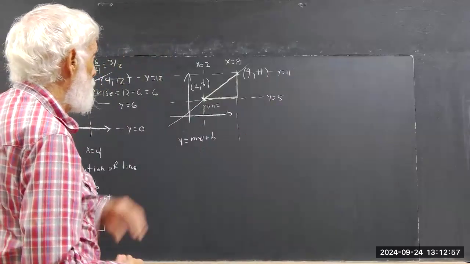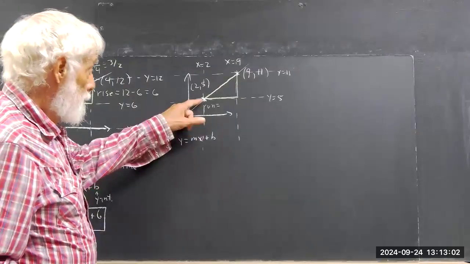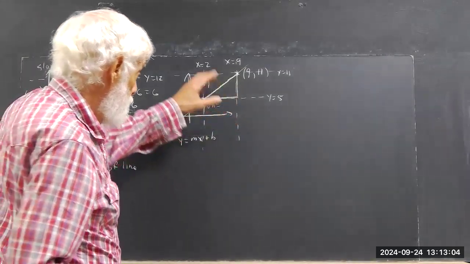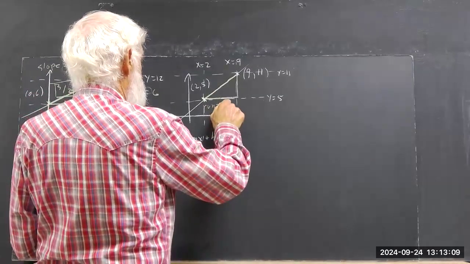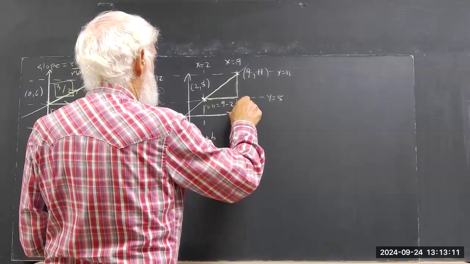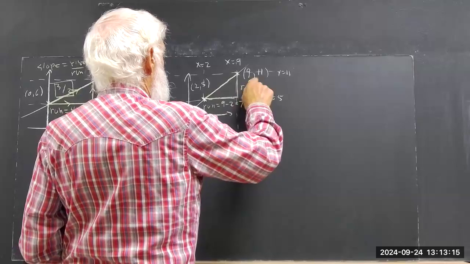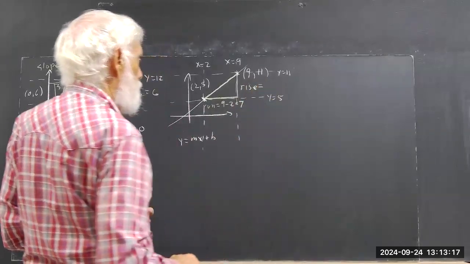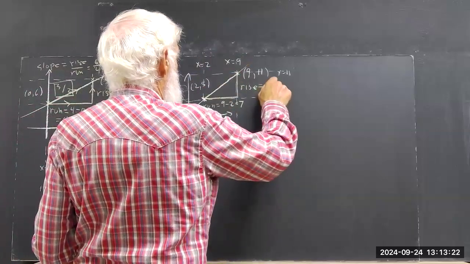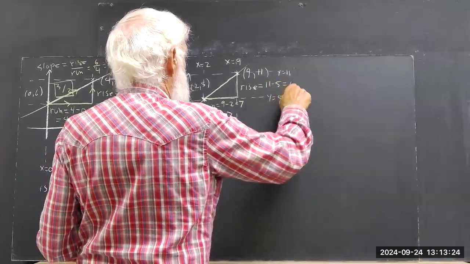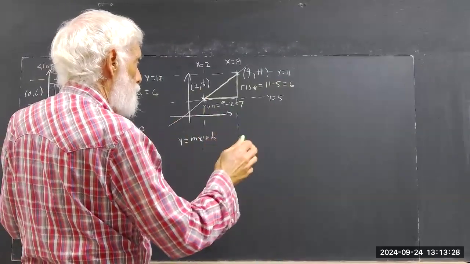So the run is from the x equals 2 line to the y equals 9 line, right? So I go this line, this line. And the run is then 9 minus 2 equals 7. Rise goes from 5 to 11, which is 11 minus 5, which is 6. So the slope is rise divided by run.